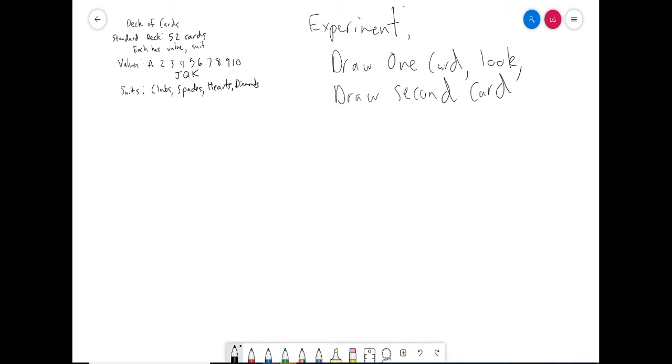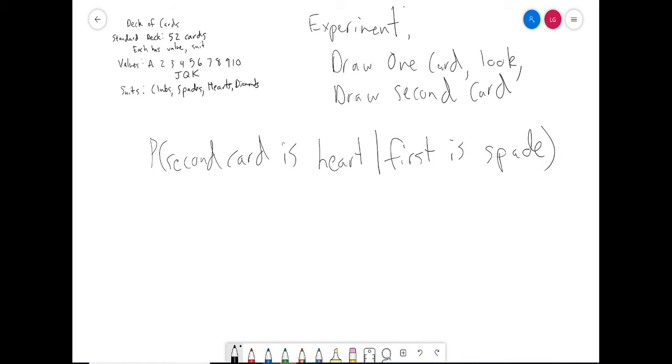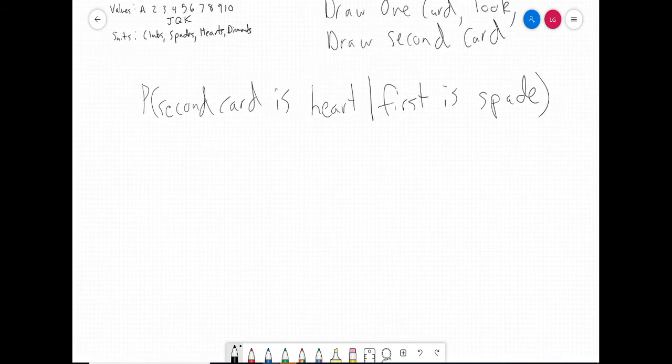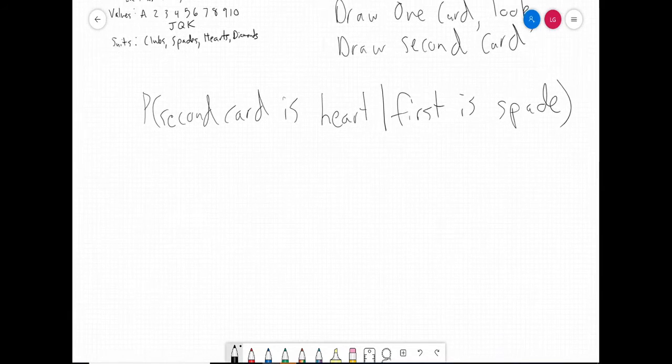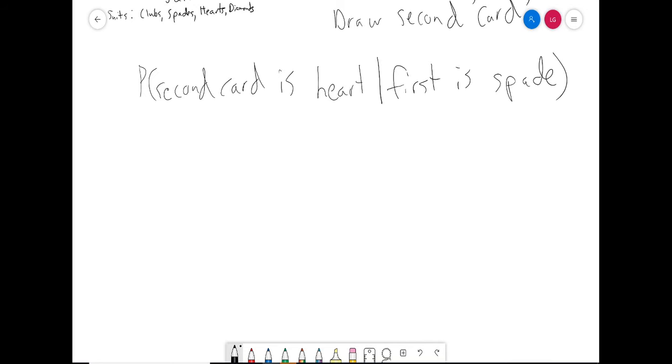This, however, is much more powerful, right? You're not resetting. You are altering the probabilities because you've taken an outcome out of the deck. So for example, the probability that the second card is heart given first is spade. Okay, now let's think about this. What has changed? Can we voice it?